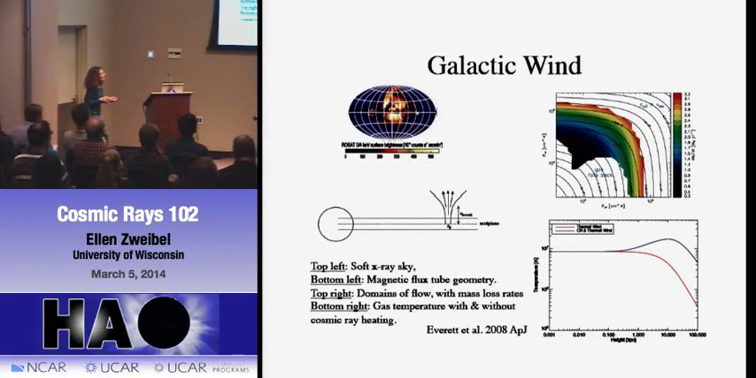Cosmic rays also make a difference in the temperature structure of the wind. Without cosmic ray heating, the temperature just drops like a stone because of adiabatic expansion. But if we add in the cosmic rays, we can keep the wind hot, not indefinitely, but we can drive quite a large temperature difference pretty far out.